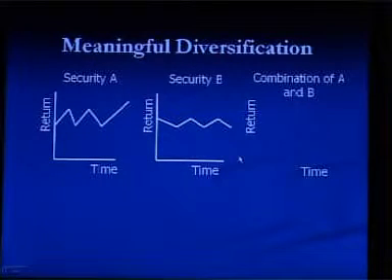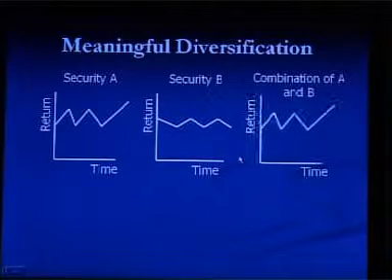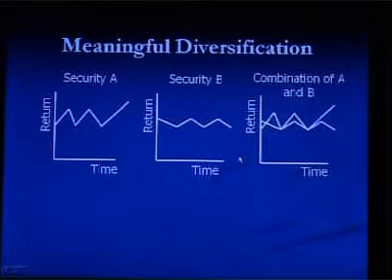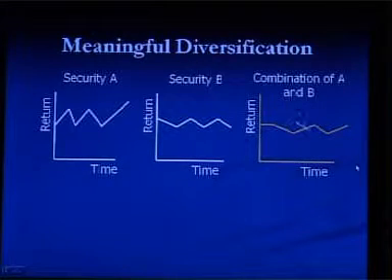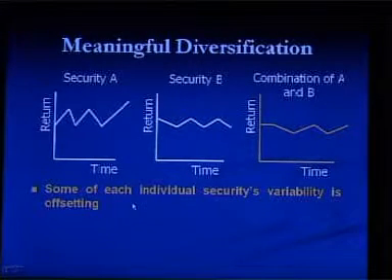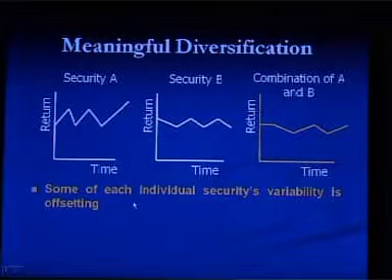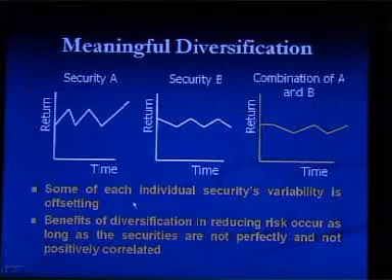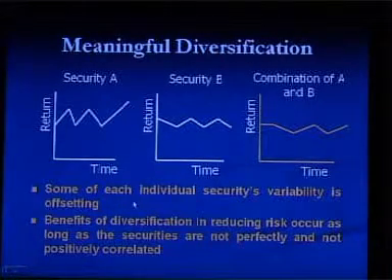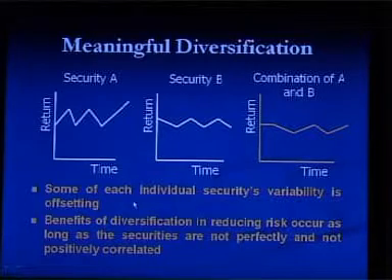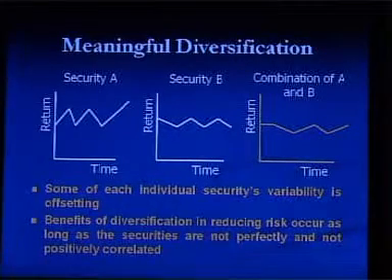In the combination of security A and B, we can simply overlap the expected return curves here. So, the expected return for the portfolio will be the average of these two, and it will be like this curve. You can see that the variability of return in the portfolio has decreased as compared to the individual security B and security A. So, we can say that the sum of each individual security's variability is offsetting, and the benefit of diversification in reducing risk occurs as long as the securities are not perfectly positively correlated.